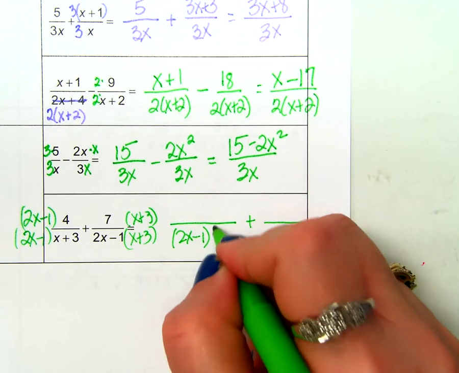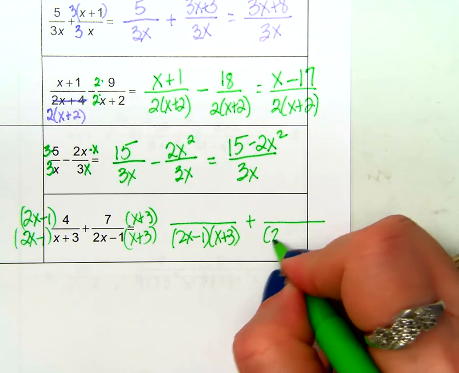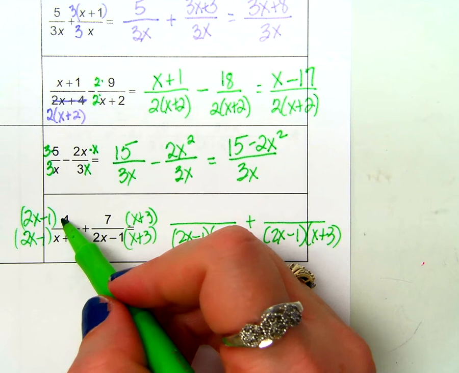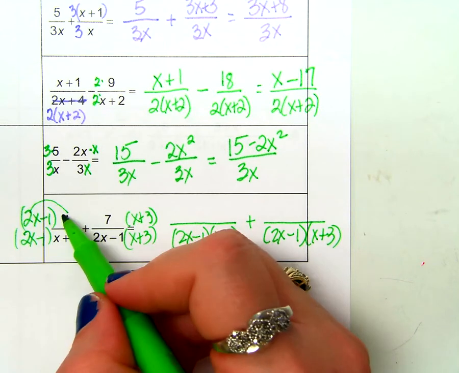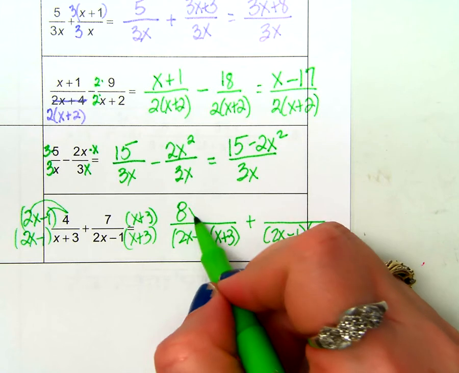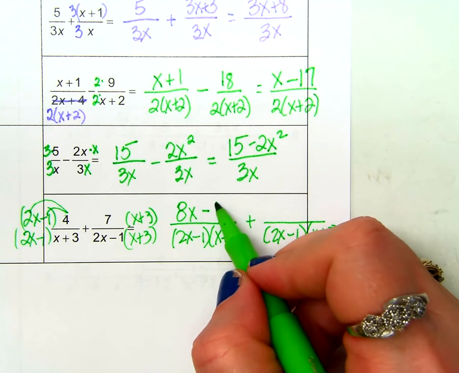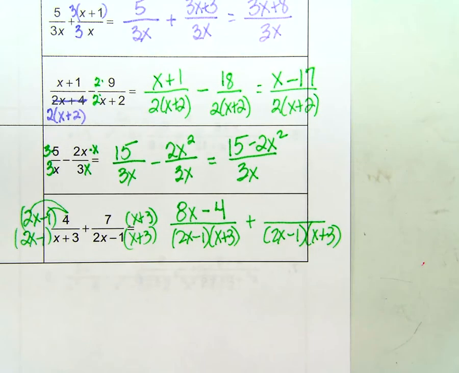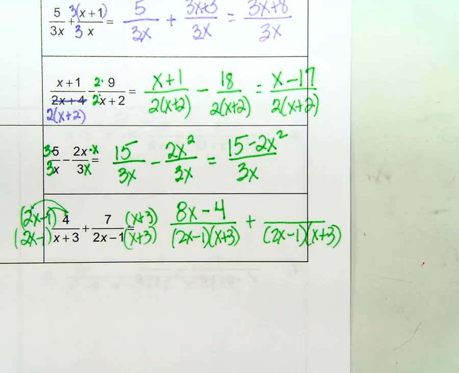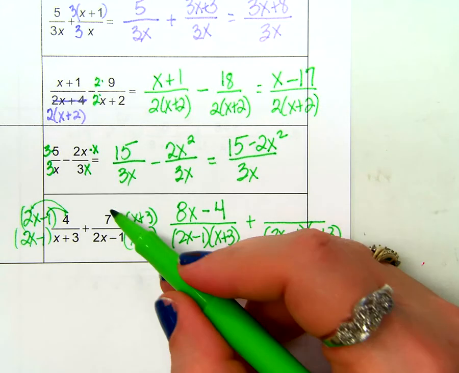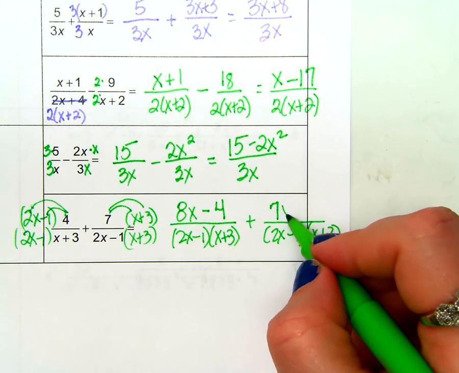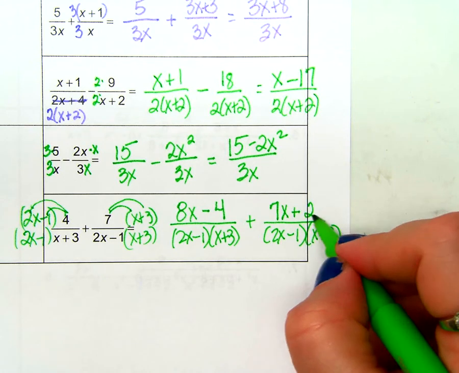2x minus 1, x plus 3. So what goes here? It'll be 8x. Negative 4. Yeah, 8x minus 4, because we distributed the 4 to each term in the parentheses, right? So what about the other one? 7x plus 21. Perfect.